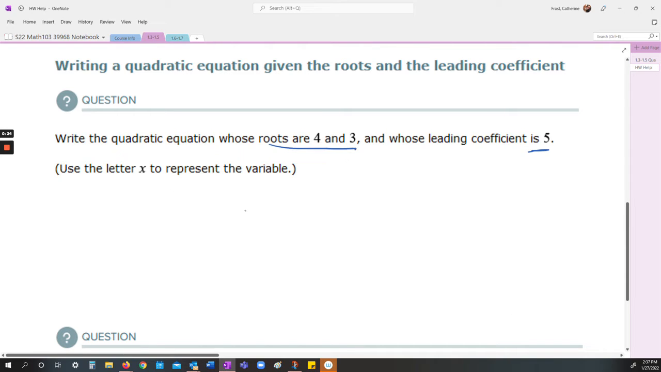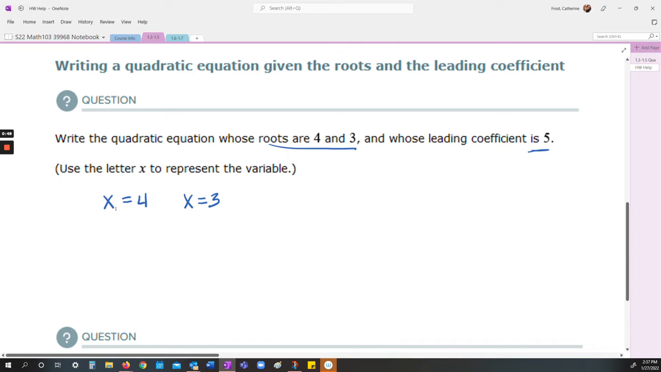If the roots are 4 and 3, what that means is the solutions are x equals 4 and x equals 3. So we're going to build our quadratic equation from our solutions, and we'll see what the 5 has to do with it in just a second. So we're going to go backwards. We're going to unsolve this equation to get back to what we would have had to start with.